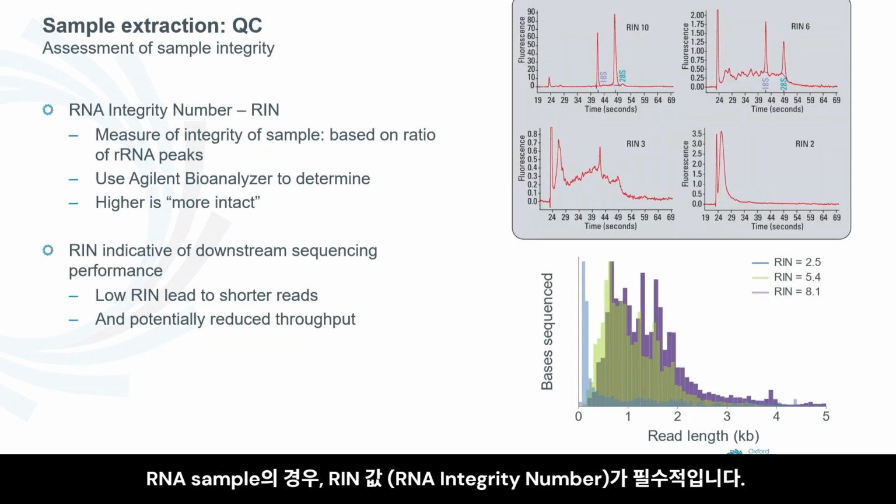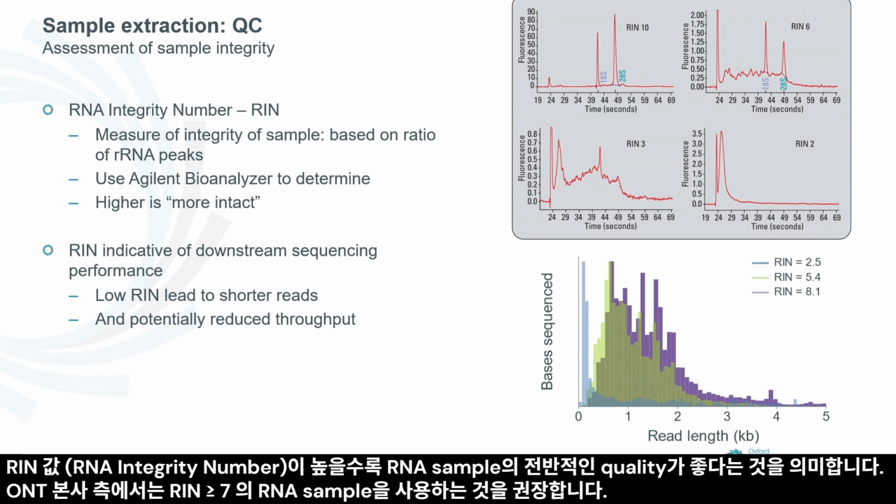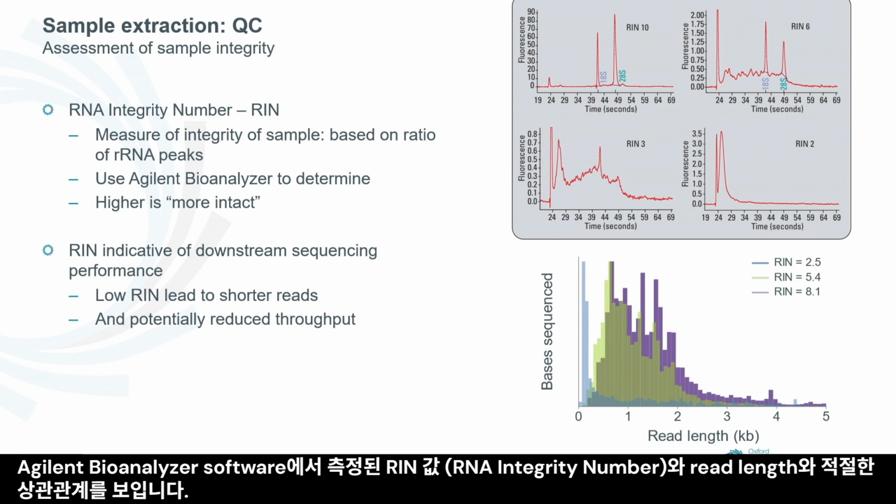For RNA, RIN, or RNA integrity number, is essential. It is a measure of the sample integrity that is calculated by assessing the ratio of ribosomal RNA molecules. Therefore, the higher the RIN value, the better the overall quality of the sample. The software on the Agilent Bioanalyzer is able to calculate RIN value, so we recommend using this, and we have found that there is a decent correlation between RIN and observed read lengths.